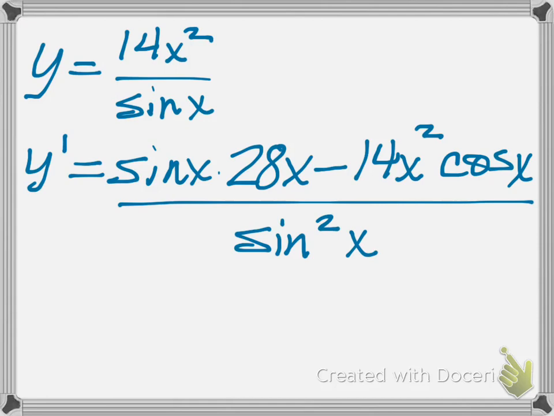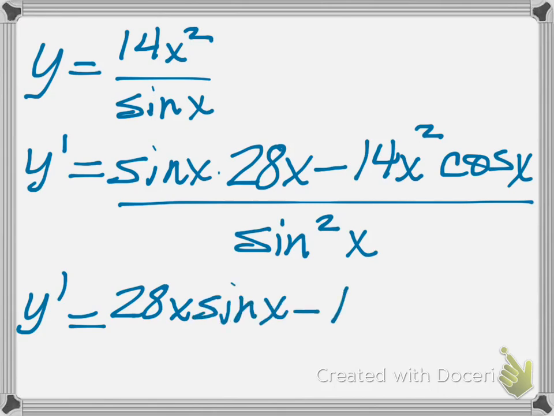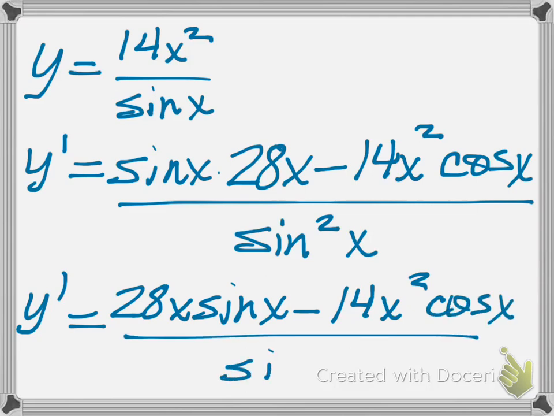Okay, but I would say the final answer for this one, as simplified as I'm going to make it anyways, is going to be 28x sine of x minus 14x squared cosine of x, all over sine squared x.